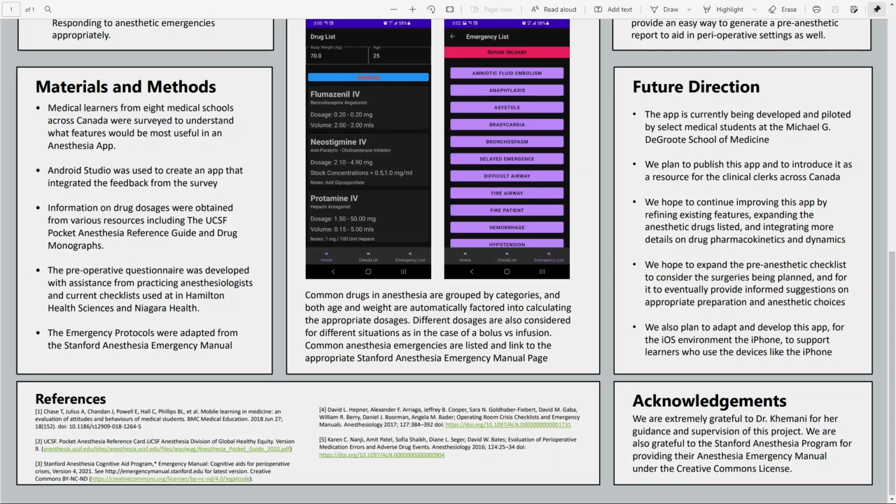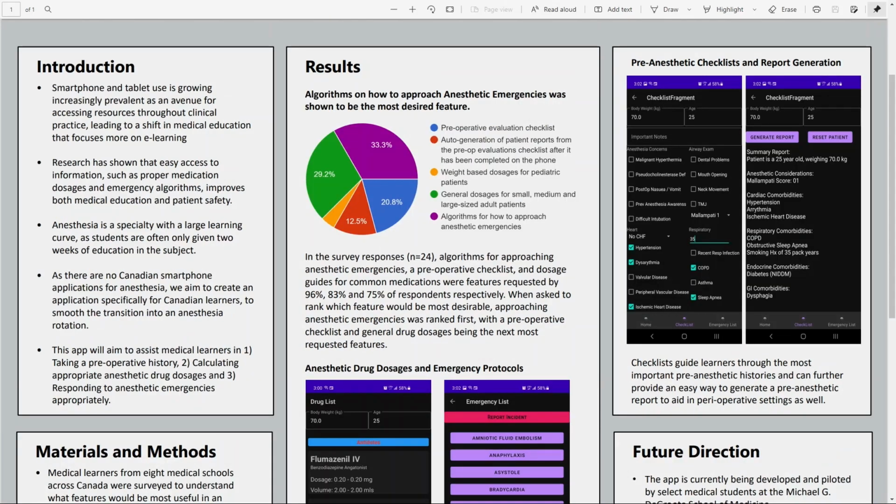of concept. So, in the initial survey, we received feedback on the most desired features in an anesthetic app, including protocols for emergencies, drug dosage guidelines, as well as preoperative evaluation checklists. Other features that were requested include more pharmacological information on drugs, adverse event response options, as well as fluid calculations and other such anesthetic considerations.